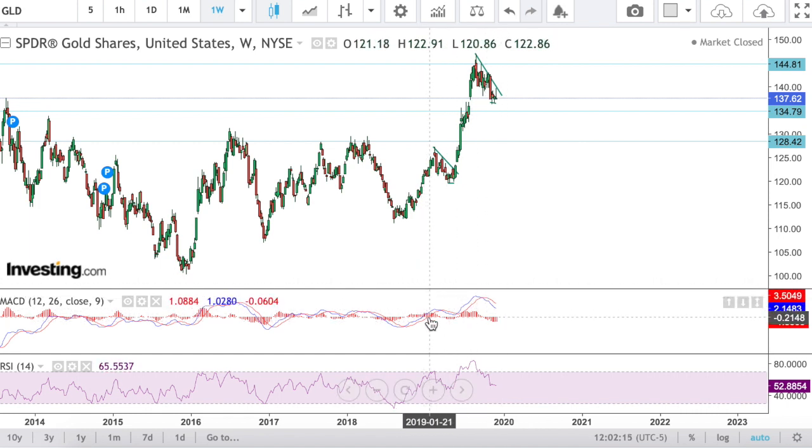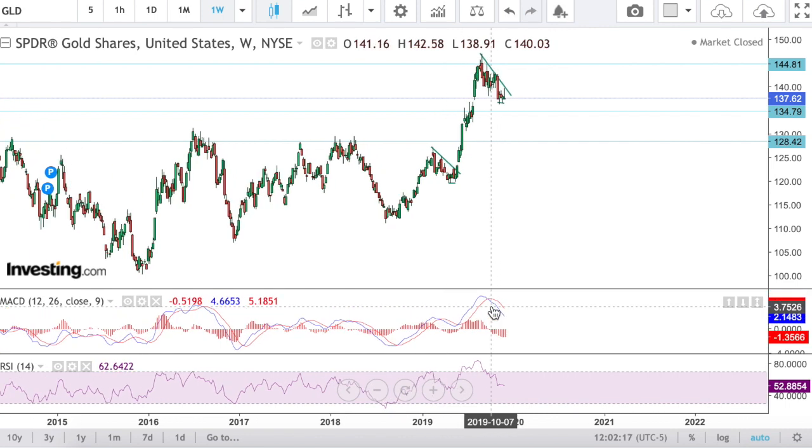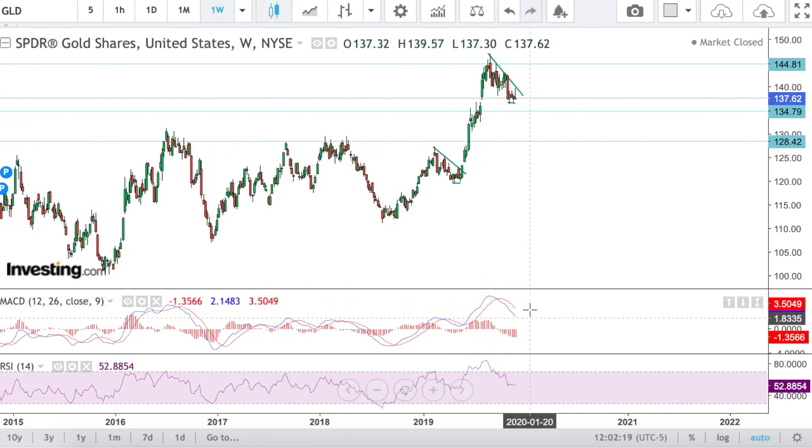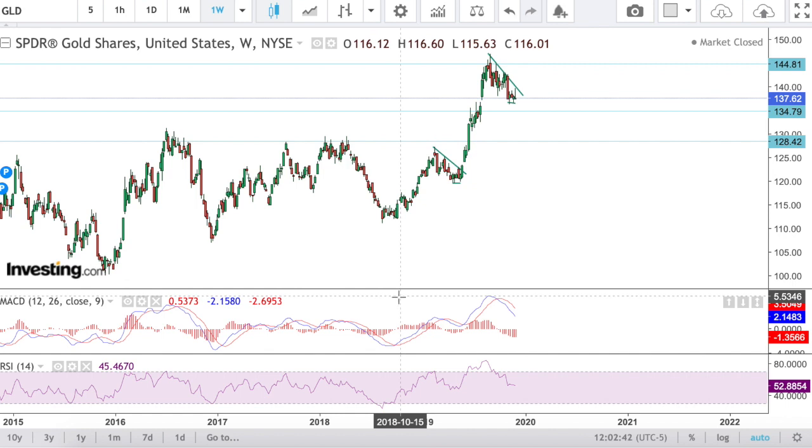The second thing that you might see on the MACD is this crossover right here. The blue line crossed down on the red one. This means that there is a temporary shift in the momentum of gold. So this is actually what happens in every single trend. The MACD goes up and down, but it stays above or below the zero line.